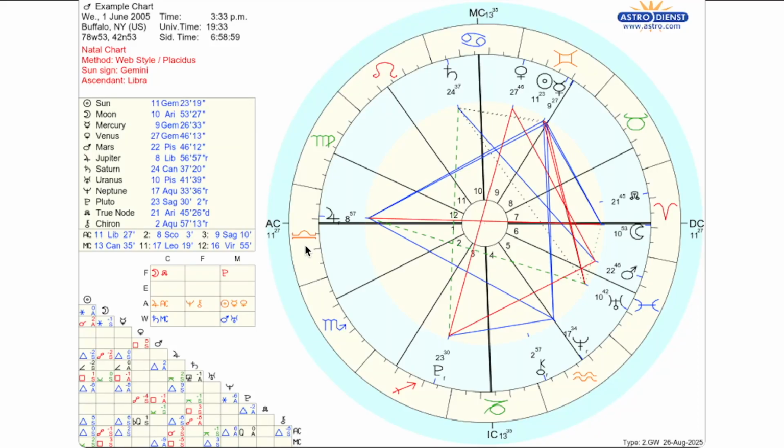Okay guys, and now in this final video, we can finally interpret the chart based on everything that we've learned. So we'll start with the two important angles, the ascendant and the midheaven. Here we have the ascendant at 11 degrees of Libra, and the ascendant represents how someone views the world. It is tied to their identity and sense of self.